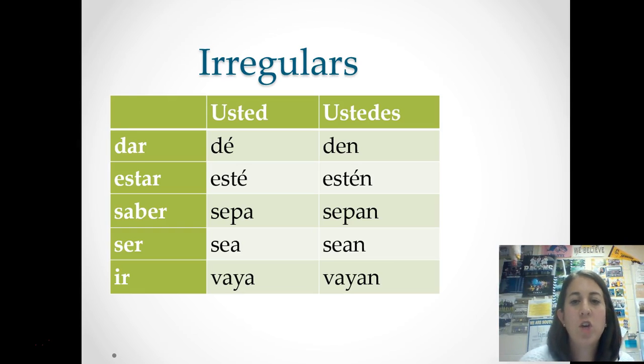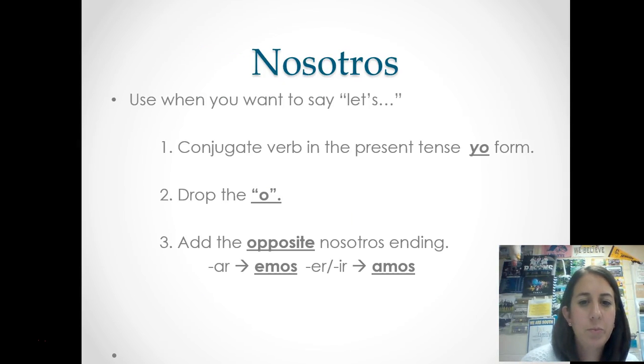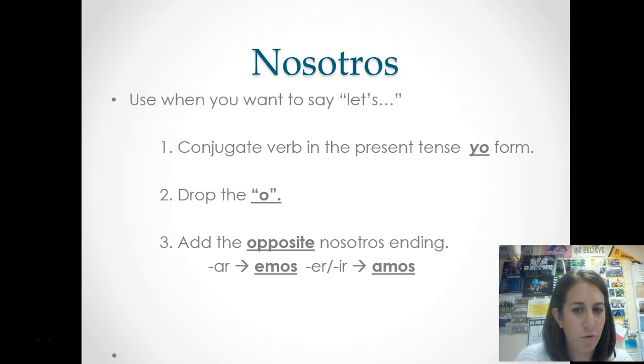Please make sure that you are comfortable with those, because not only will you see them in commands, but you will see them when we talk about the subjunctive as well. All right, so now our nosotros commands follow a few different rules. So make sure that you're paying attention. When we want to say let's do something, we use our nosotros commands. So for example, you could say vamos a bailar to say let's dance, but you can also say bailemos.